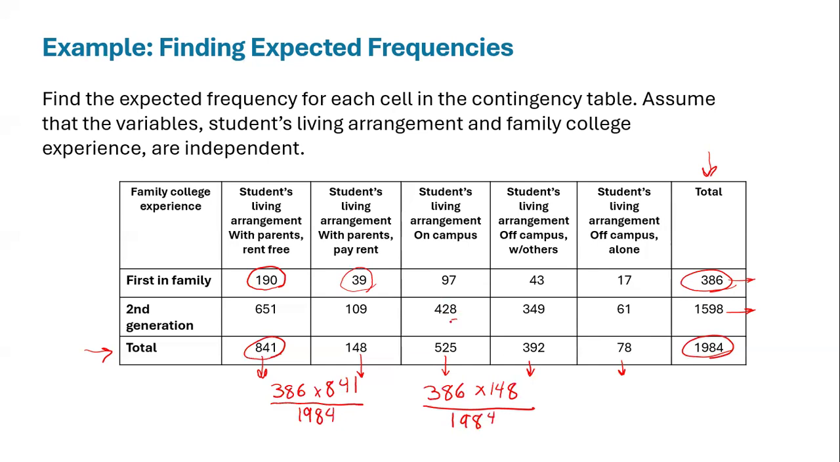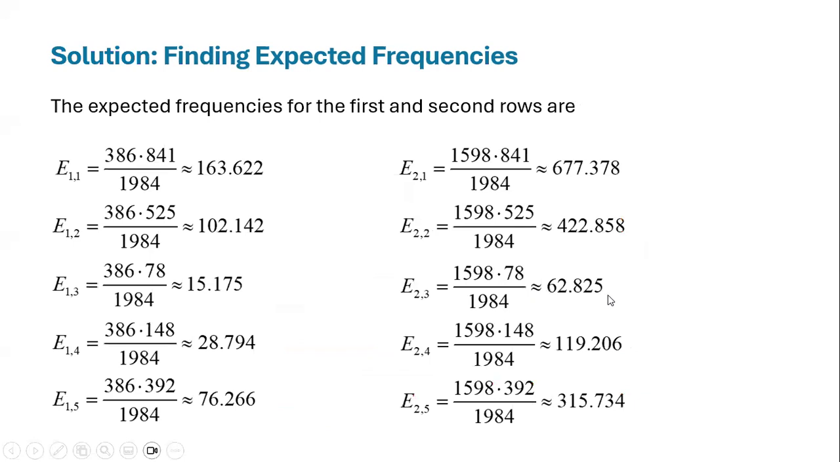For this number, 428, the 428 is in the second row, and the sum in the second row is 1598. And it's in the third column, which the sum is 525, and then divided by the sample size, which is 1984. So we need to use that formula for all of these numbers. And you can see all of those calculations here.